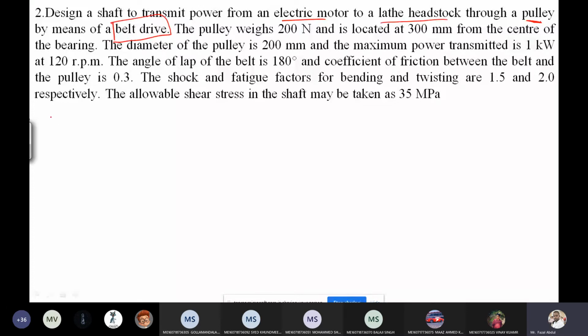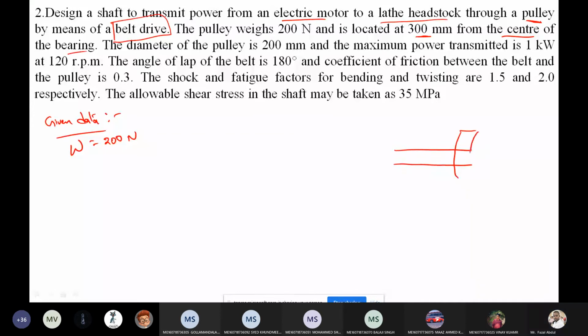First write the given data. The pulley weight is 200 newtons, located at 300 mm from the center of the bearing. I'm drawing the diagram for this case. One shaft is there. On that shaft, one pulley is there. Through this pulley, one belt drive is attached.